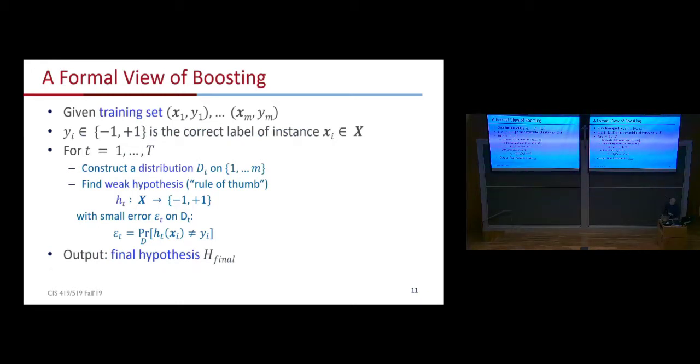We have M labeled examples, where yi is plus or minus 1. And the algorithm goes by T, capital T, rounds. We construct a distribution over the examples. So basically, we have a fixed set of examples. Constructing a distribution means that we put weights on the examples. The sum of the weights is going to be 1.